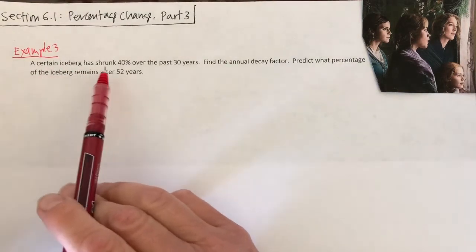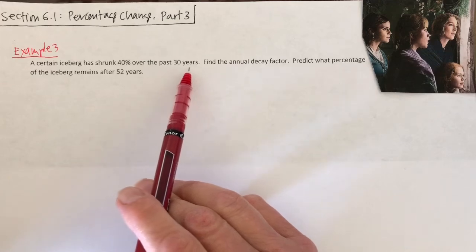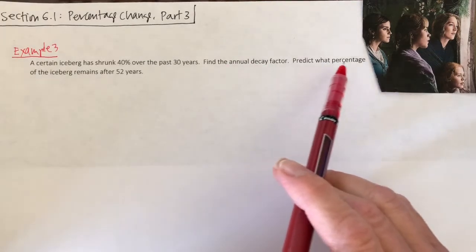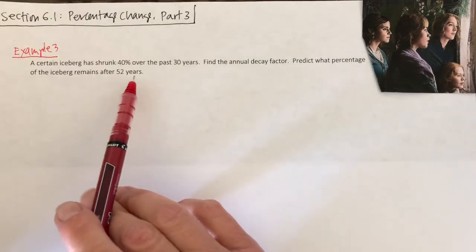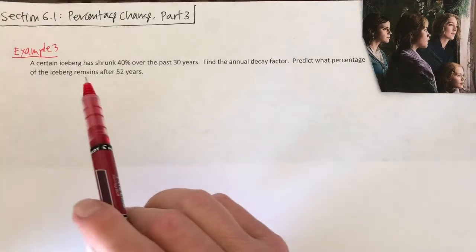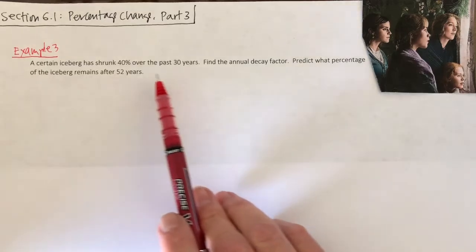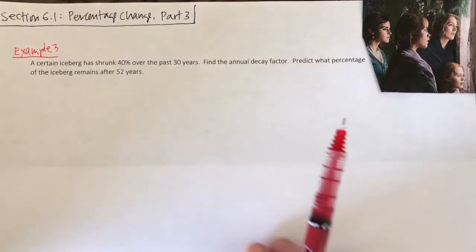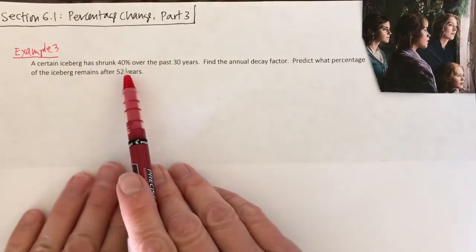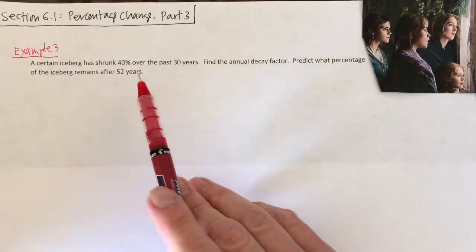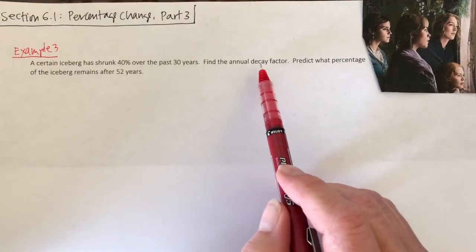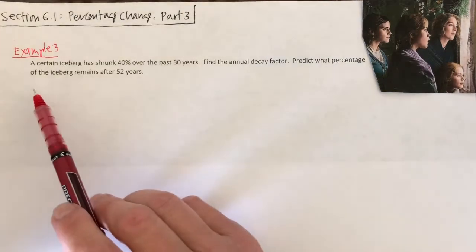Okay, a certain iceberg has shrunk 40% over the past 30 years. Find the annual decay factor. Predict what percentage of the iceberg remains after 52 years. The hard thing about this example is that we're not really given an initial value anywhere. We're told how it's decaying, but we're never given an initial value, and we're asked to do two things: find the annual decay factor and then predict what percentage of the iceberg remains after 52 years.